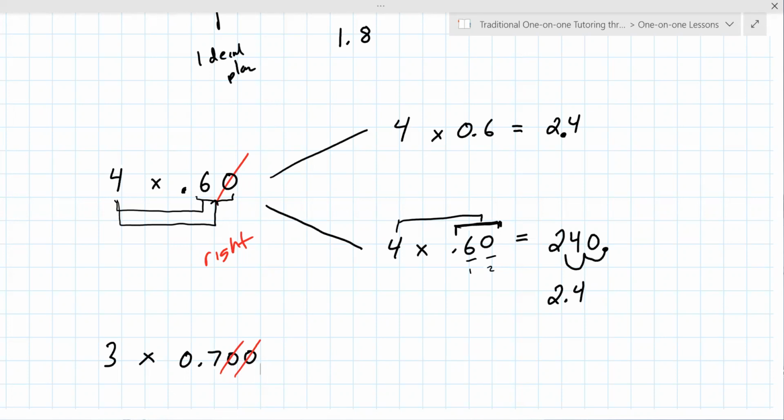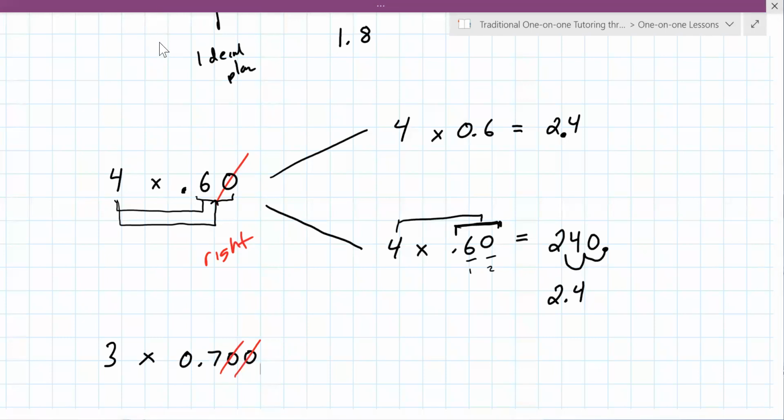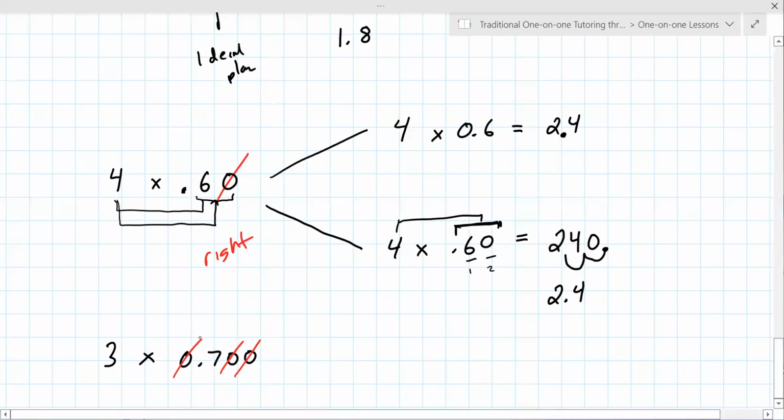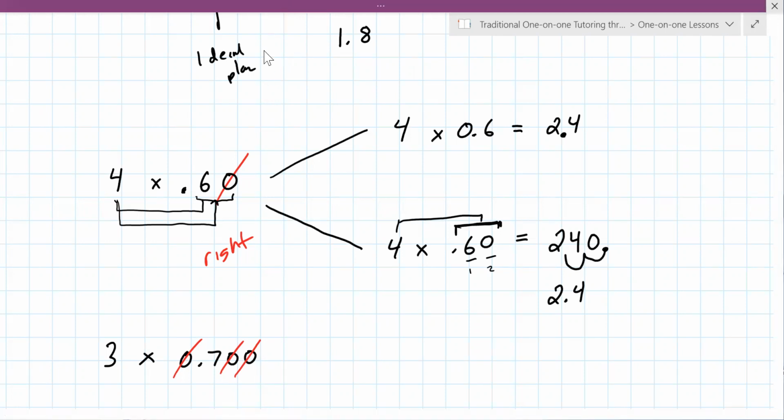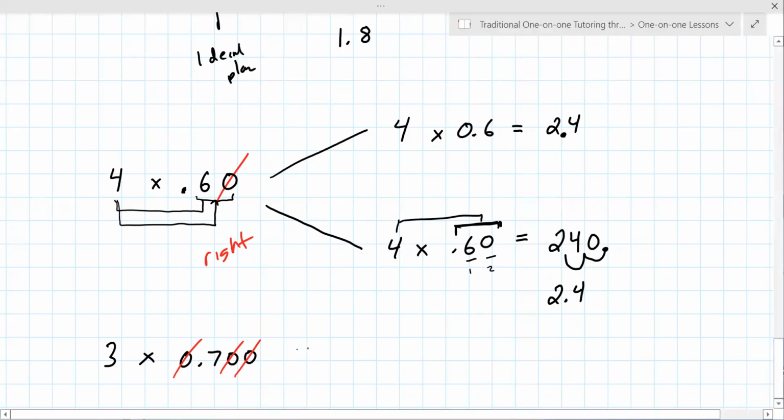I got one question. Yes. What about the 0.7? Does just the 7? So you also ignore those zeros, some of them. And we'll get to the ones you can't ignore, but you can ignore them all for now. Okay, I got my answer. What is your final answer? 2.1. You are correct.